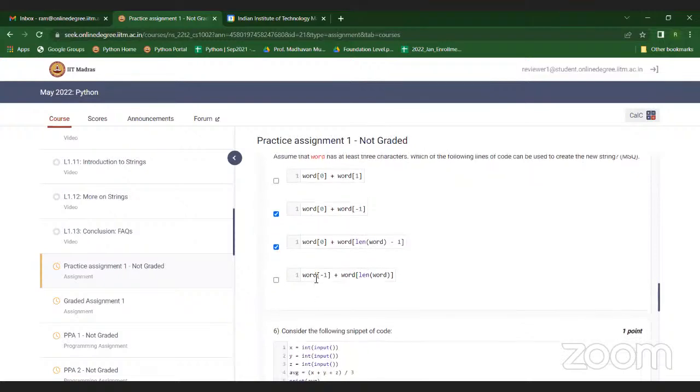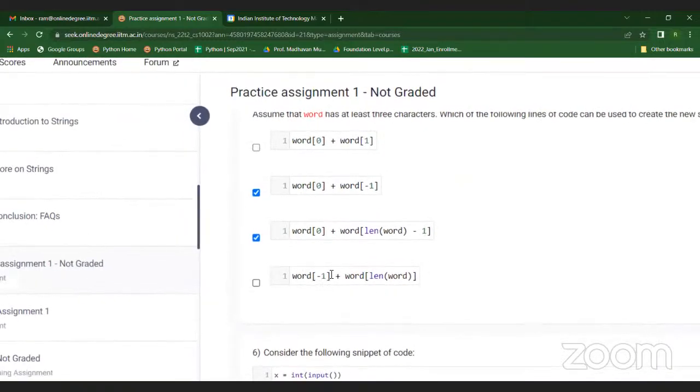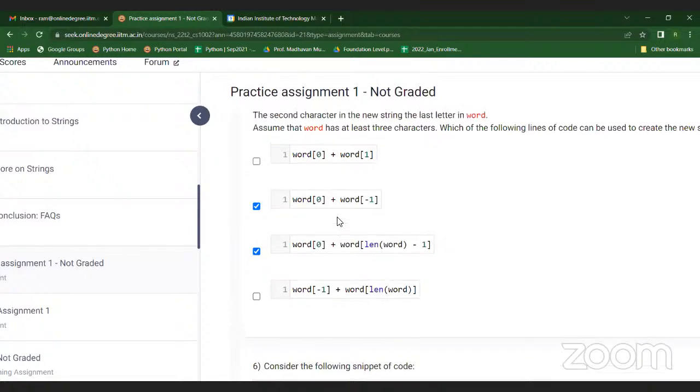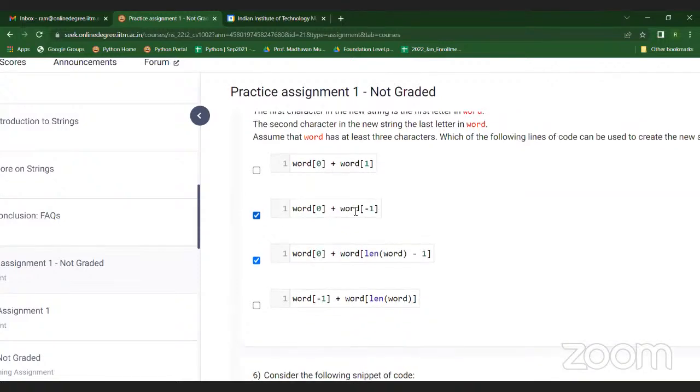But word of 0 and word of 1, is it taking from 0? That is also 2 characters only, right? Which one? You're talking about the last option? The second option. Yes, he is talking about option B. Word of minus 1 is the same as this. Word of minus 1 is correct. B option is correct.